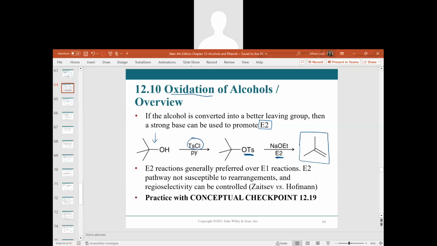It's noted that E2 reactions are generally preferred because if you remember with E1 reactions, we can generate a carbocation intermediate, and then rearrangements could occur. So with the E2 reaction pathway, we can control the regioselectivity of our Zaitsev and Hofmann products.